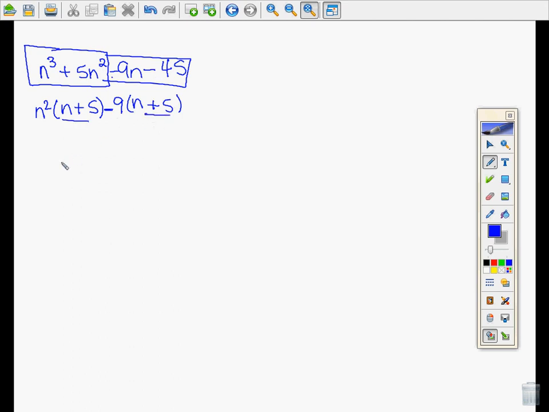These match. So we write down what's in the parentheses one time. What's not in the parentheses? N squared minus 9. And then you look at these two binomials and see if they'll factor. No. This one is yes, because it's the difference of two squares. So we get to go one more step. Square root of the first, square root of the second, one gets a plus, one gets a minus.